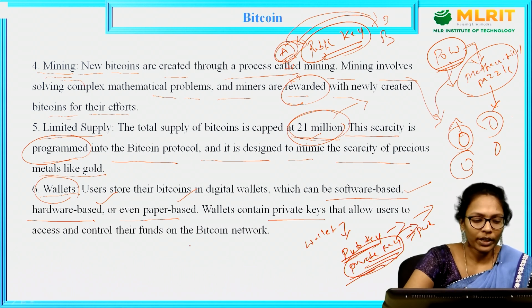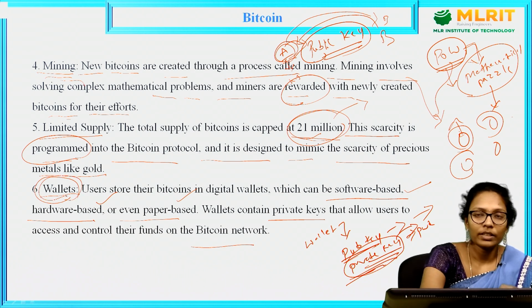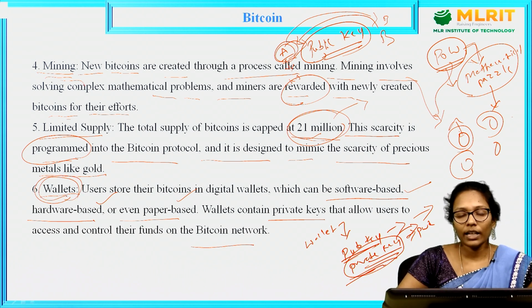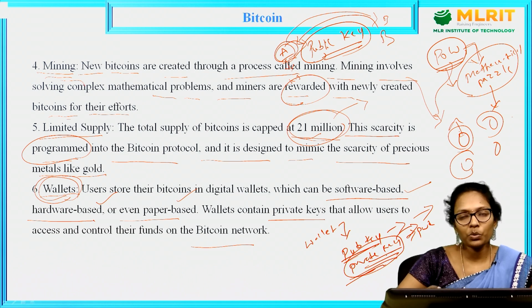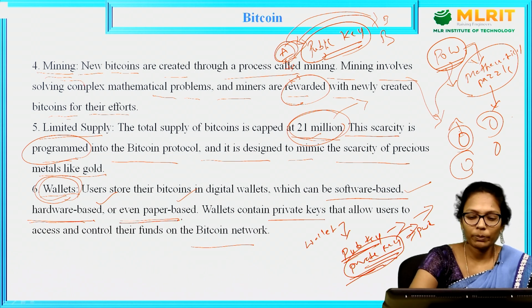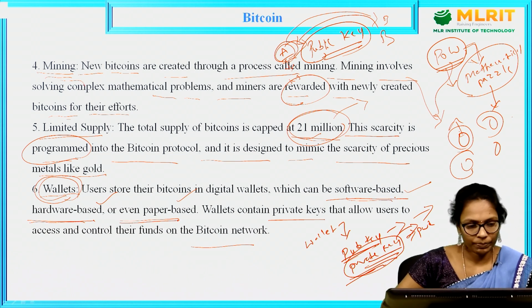So in the Bitcoin network, we are using digital wallets to store this digital currency, cryptocurrency. This wallet will be maintained using two keys, public key and private key. Later on, we will discuss hardware based, paper based and software based wallets.